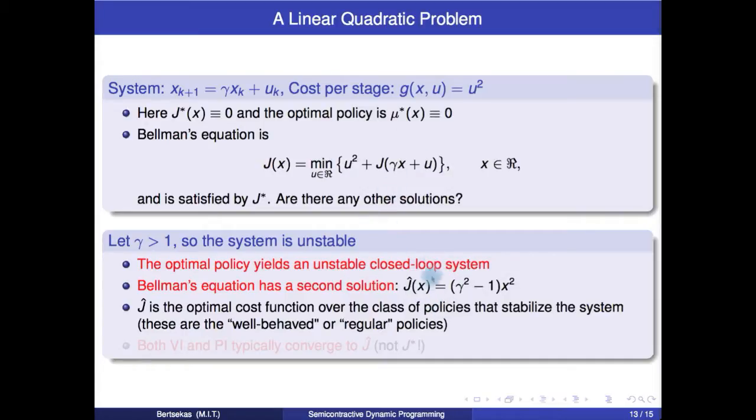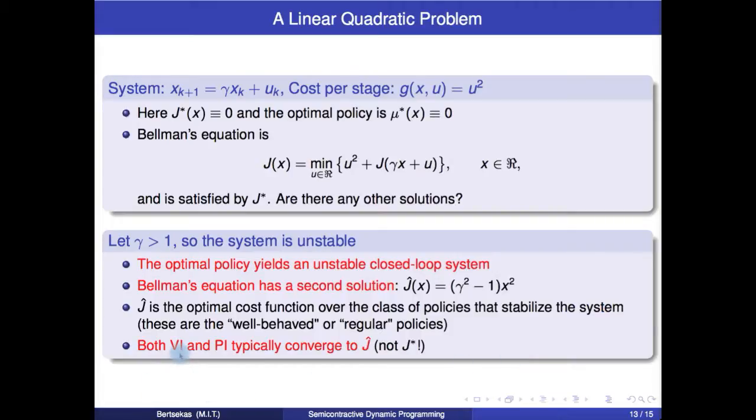It solves a Bellman's equation, and it turns out that Bellman's equation has just these two solutions, J star and J hat. Now, if you apply the algorithms of value iteration and policy iteration, they tend to be attracted to J hat, not to J star. In particular, policy iteration started with a regular policy, a stabilizing policy, generates a sequence of stabilizing policies that have costs that converge to J hat, the optimal cost of the regular policies.